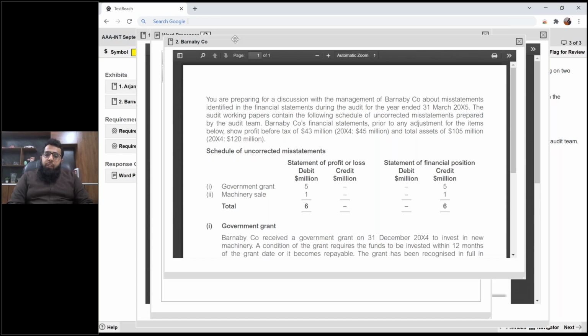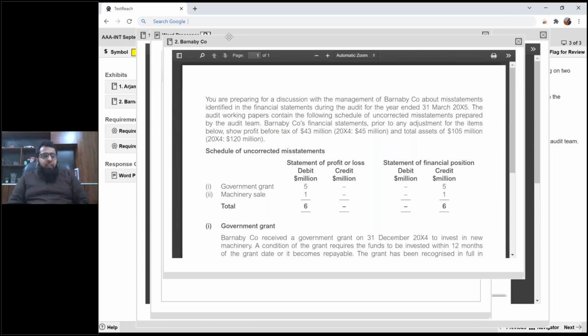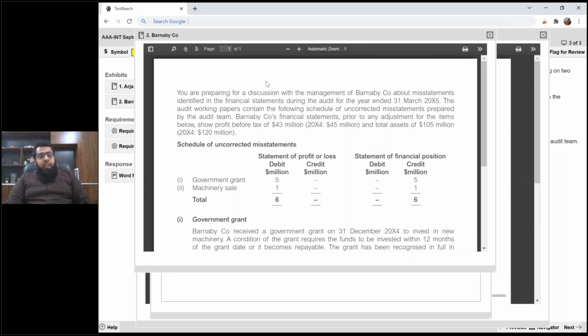You are preparing. Now I want you all to concentrate because now we are starting the question formally. You are preparing for discussion with the management of Banner B Company about misstatements identified in the financial statements during the audit for the year ended 31st March 2005. The audit working papers contain the following schedule of uncorrected misstatements. Now, these are the misstatements which the management has not corrected yet, prepared by the audit team.